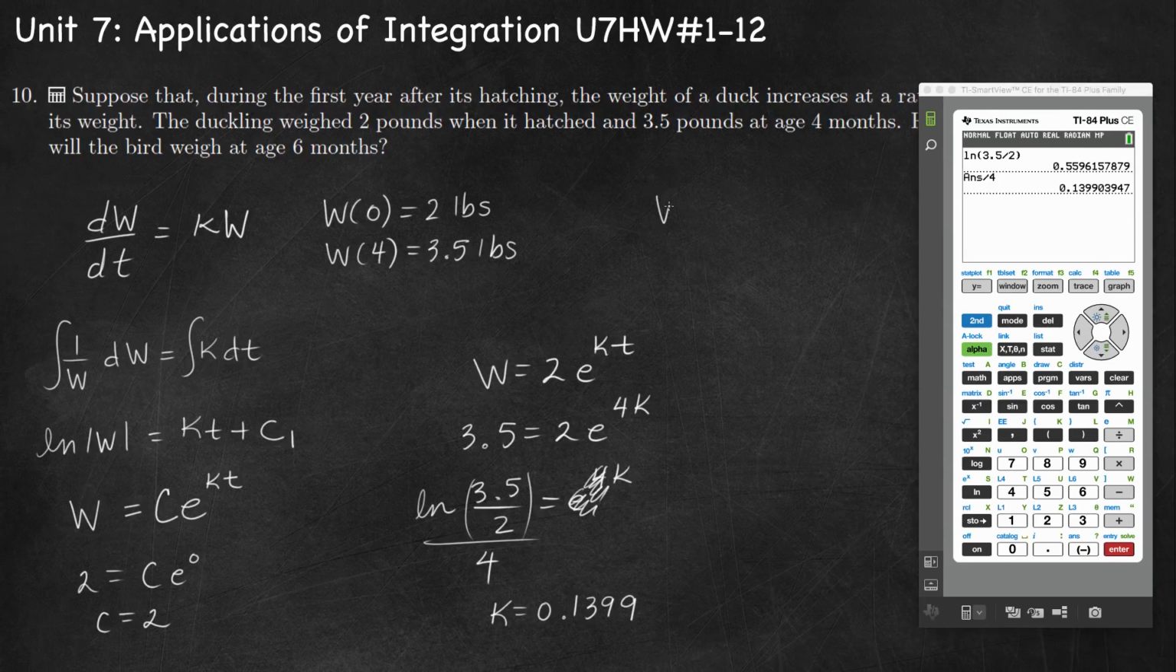So my equation, W equals 2e to the 0.1399 t. We're asked how much will the bird weigh at age 6 months. That's when t is 6. So our weight will be 2 times e to the 0.1399 times 6. 2e to the 0.1399 times 6 is 4.63 approximately. Is this pounds? Yes, pounds.